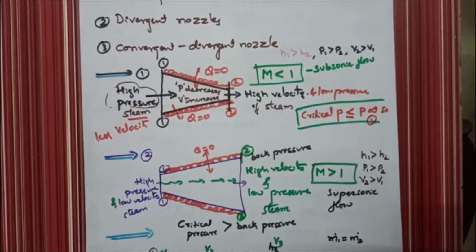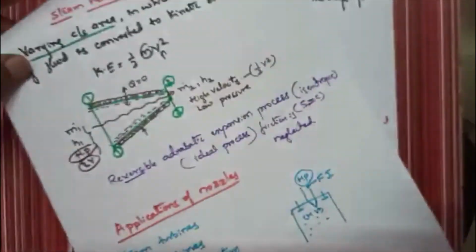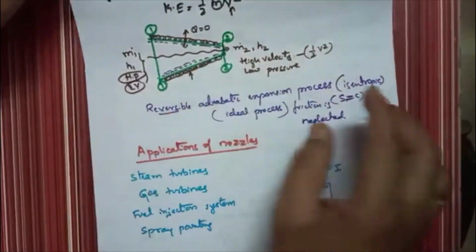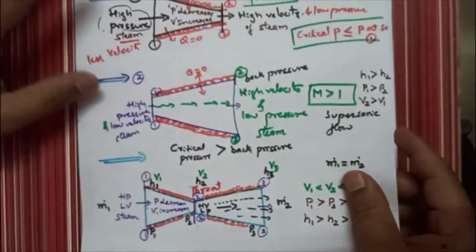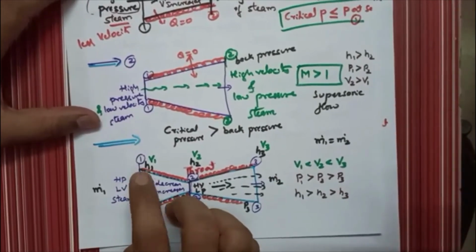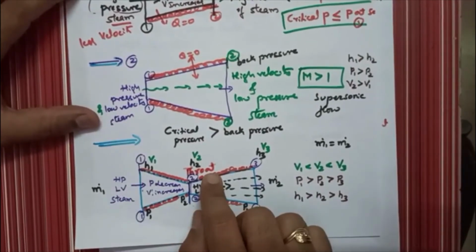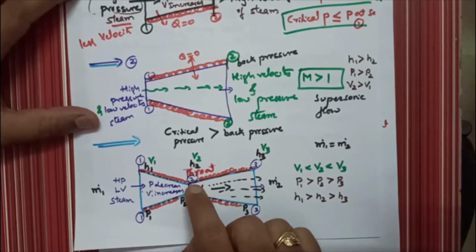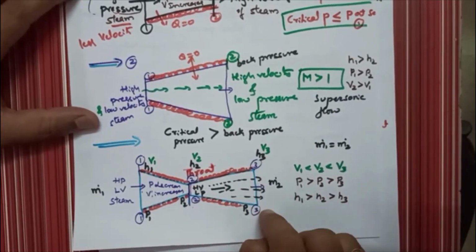So to calculate H1 and H2, dear students, please note that in the nozzle we have written here: H1 is the enthalpy at inlet, H2 is the enthalpy at middle, that is at throat, and H3 is the enthalpy at exit of the nozzle.